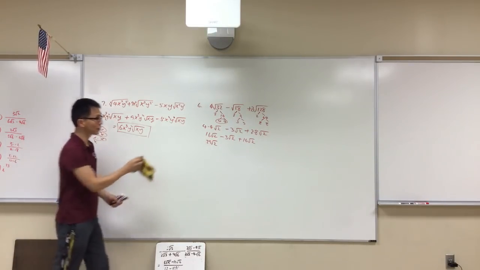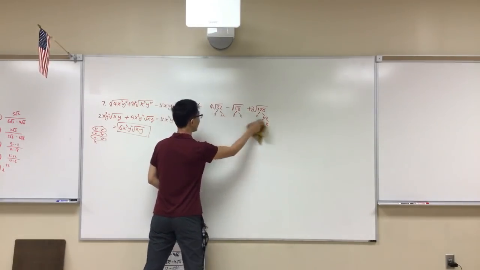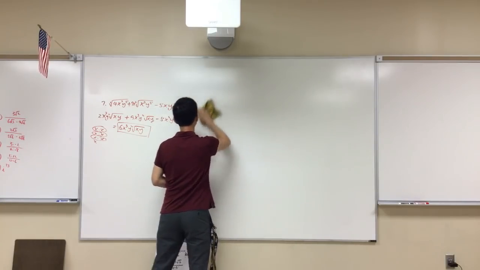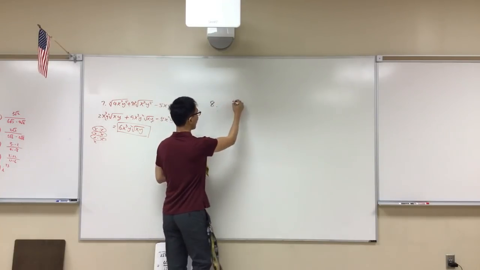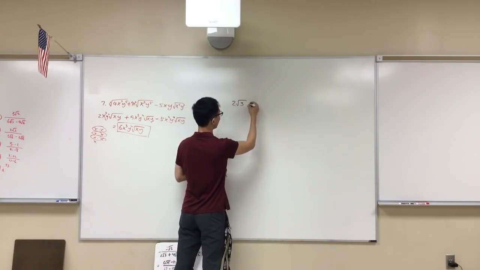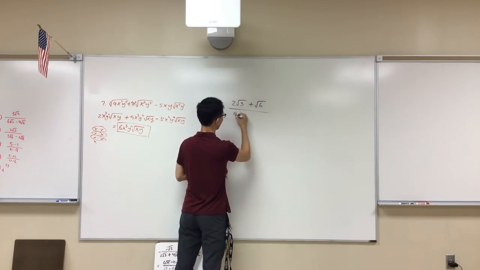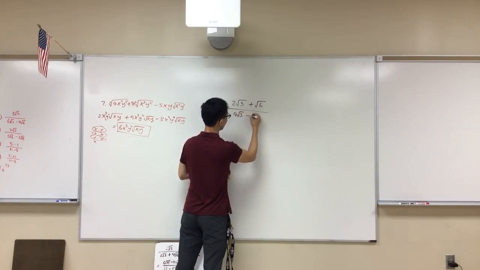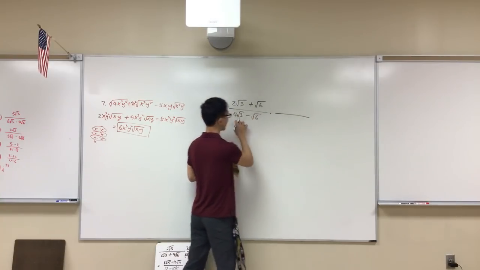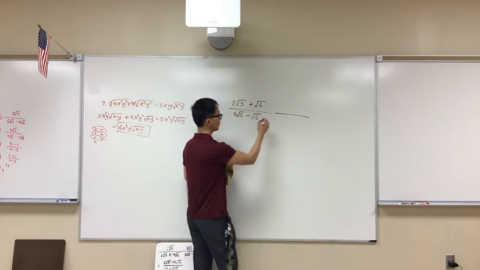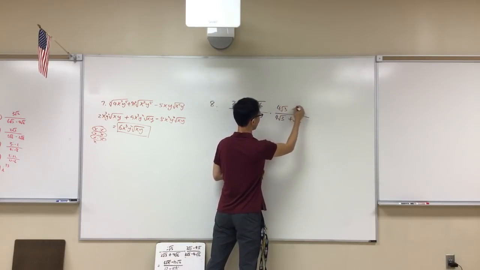Okay, so next question. What's the next question? 7, okay, so what's next question? 8? So what does question 8 say? 2 radical 3 plus radical 6, all over 4 radical 3 minus radical 6. So this one you have to multiply with a conjugate because you cannot have a radical in the denominator. So it's going to be 4 root 3 plus root 6.